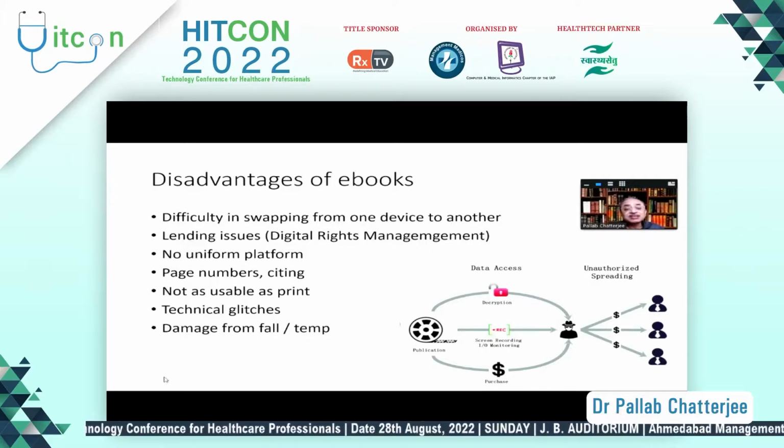So there are issues of digital rights management, where unauthorized spreading is monitored and you cannot do it. There are no uniform platforms, so it is all fixed platforms.